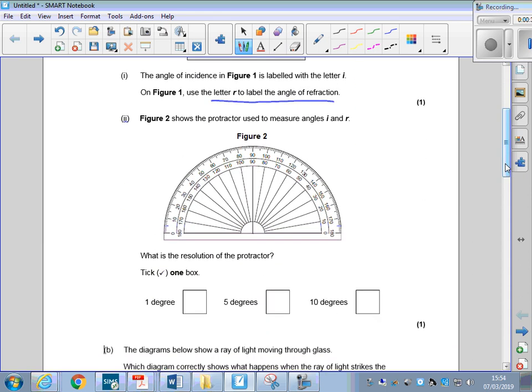Okay, we've got a protractor that's used to measure this. What's the resolution of the protractor? So what's the smallest division on our protractor? We look at one of these tiny little divisions. What does one of those represent? And one of those represents 1 degree.